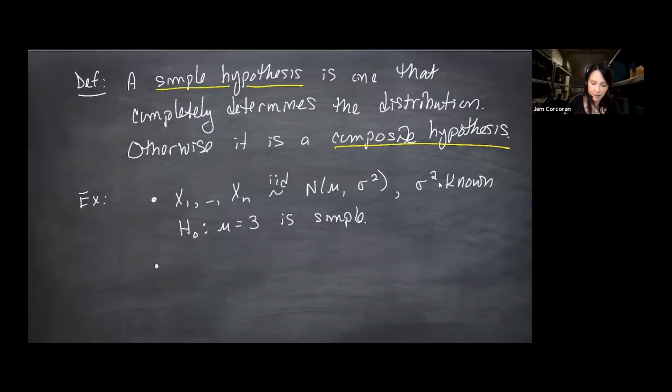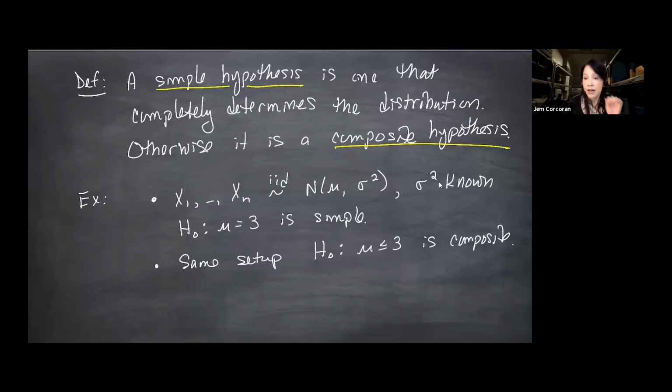So in the same setup, the null hypothesis mu is less than or equal to 3 is composite, because if you know that it's true, you still don't know exactly what distribution you're dealing with. It could be the normal(2.5, sigma squared), it could be the normal(-10, sigma squared). There's a whole lot of distributions. There's a whole lot of normal distributions with means below 3.